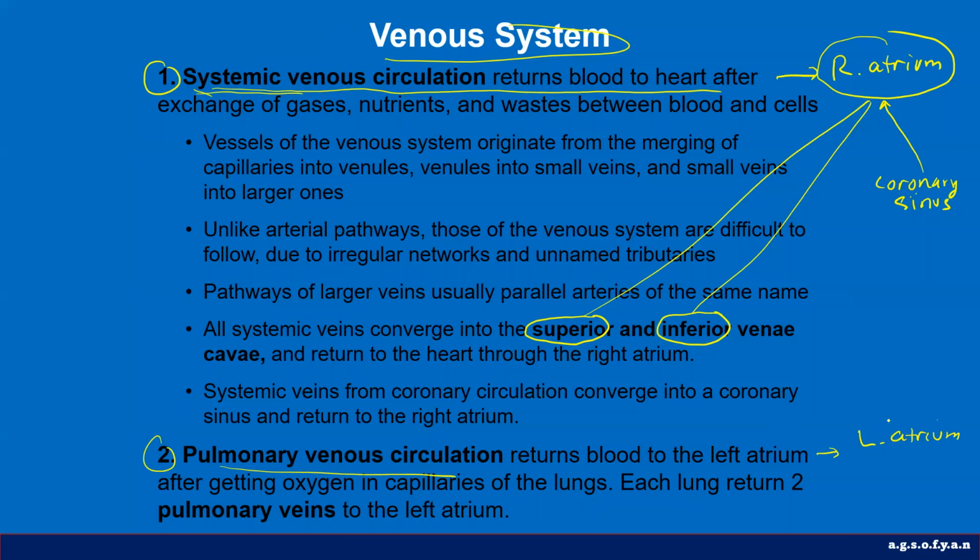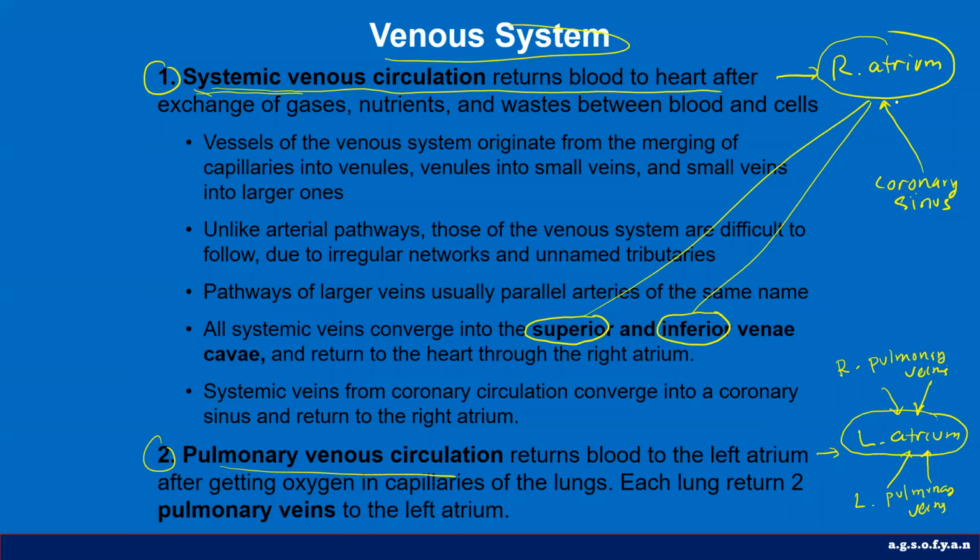So it's going to be oxygen-rich blood coming from the lungs, and there will be four veins that enter into the left atrium. Two of them are coming from the right side of the lung, the right pulmonary veins, two of them, and also two coming from the left pulmonary veins. Okay, so there are four blood vessels that enter into the left atrium, all of them coming from the lungs.